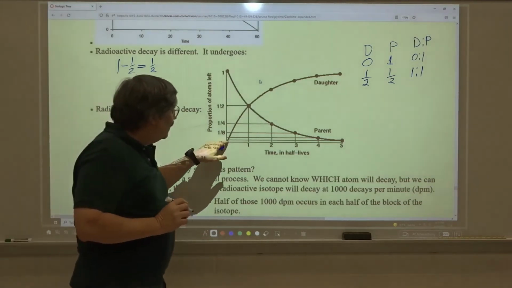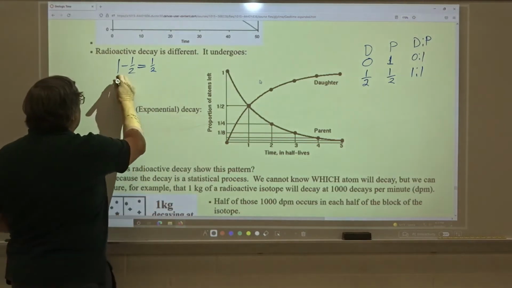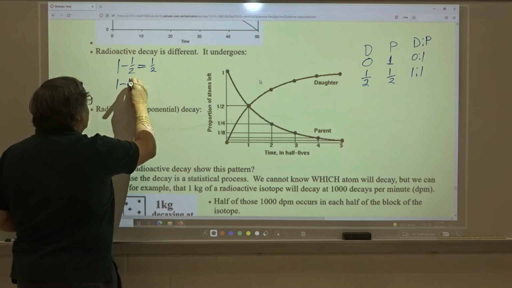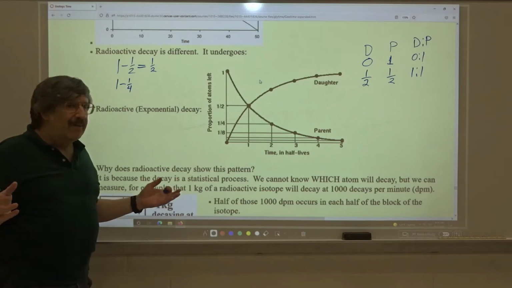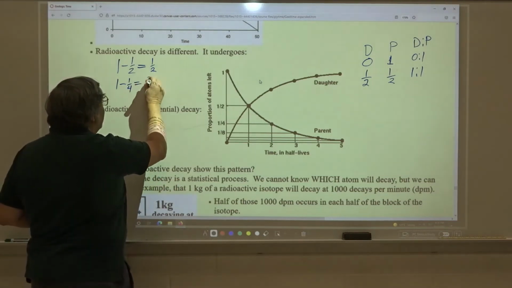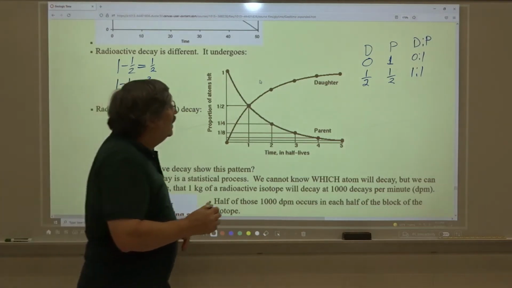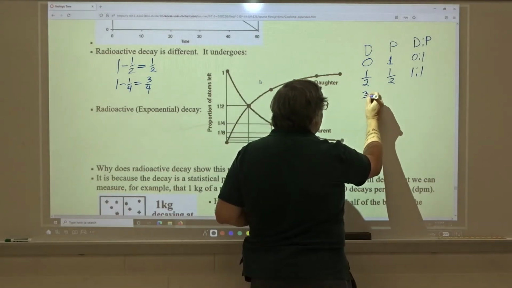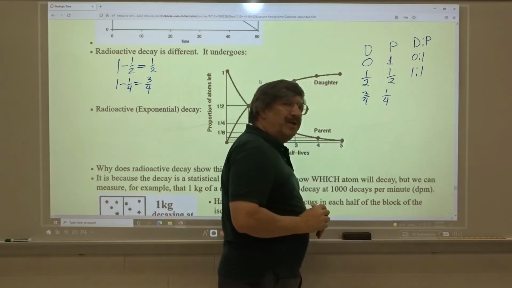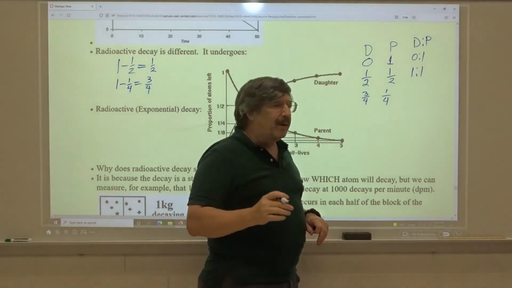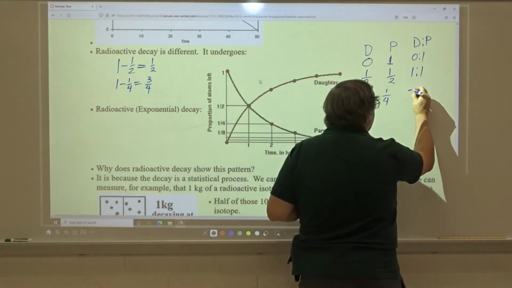After 2 half-lives, our parent has decreased down to 1/4. So how much has turned into the daughter isotope? Well, all the rest is now the daughter isotope. And that means 3/4 of the isotope is now the daughter isotope. And so we now have 3/4 daughter isotope, 1/4 parent isotope, and the ratio of daughter to parent is now 3/4 to 1/4, or 3 to 1.